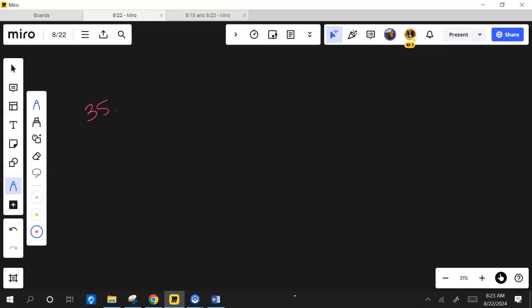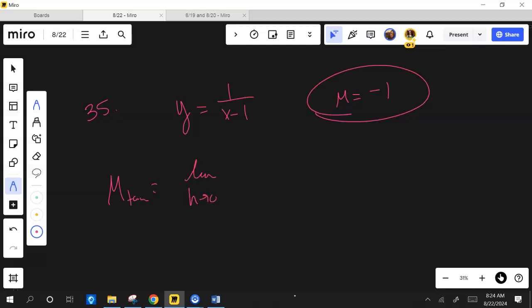Find an equation for each, notice it says each, Logan, each tangent to the curve y equals 1 over x minus 1 that has a slope of -1. So this is a little bit different than what we've been doing, because instead of finding the slope at a specific point, they're asking you where this happens, right? Does that make sense? So I know that the slope of a tan line is found by doing the limit as h goes to 0 of y of x plus h minus y of x over h. Yes? And I need this to equal -1. Right?